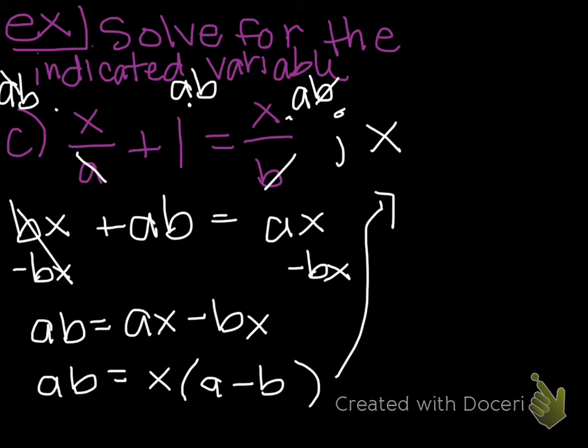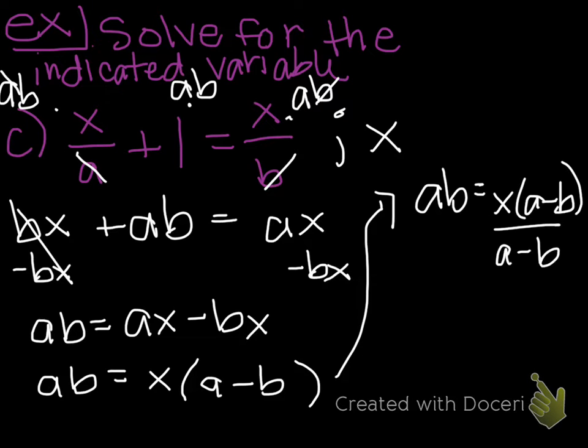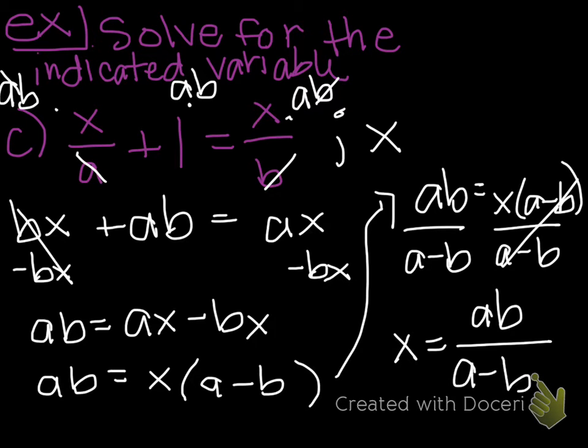So let me come up here. So right now we're at x times the quantity of a minus b. We're going to divide both sides by a minus b. So x equals ab over a minus b. And we have successfully got x by itself.